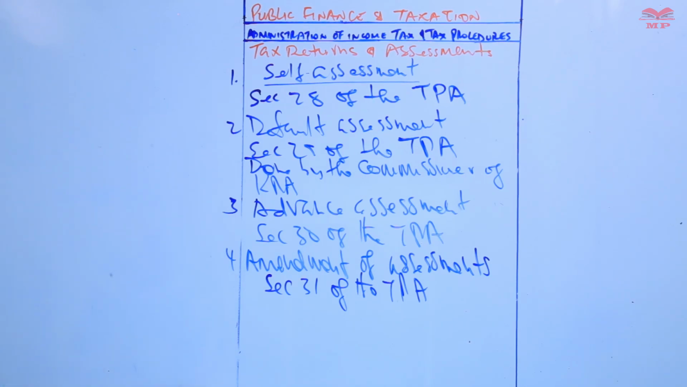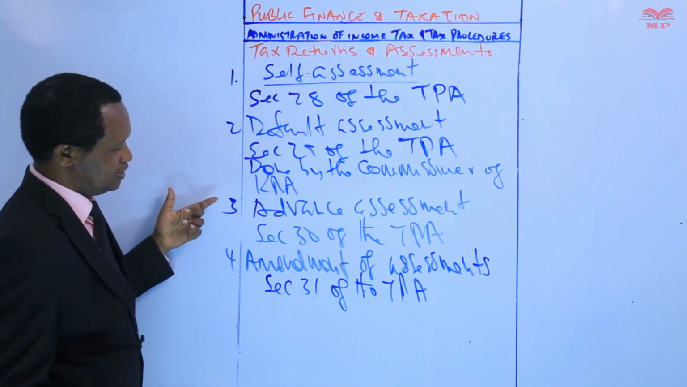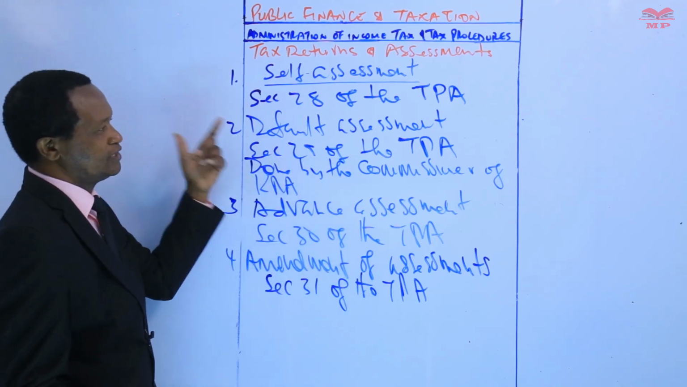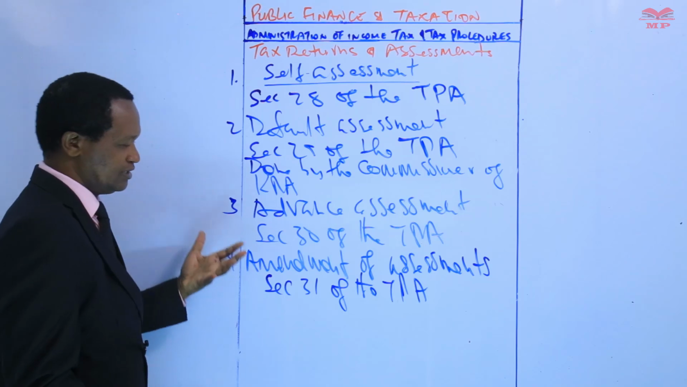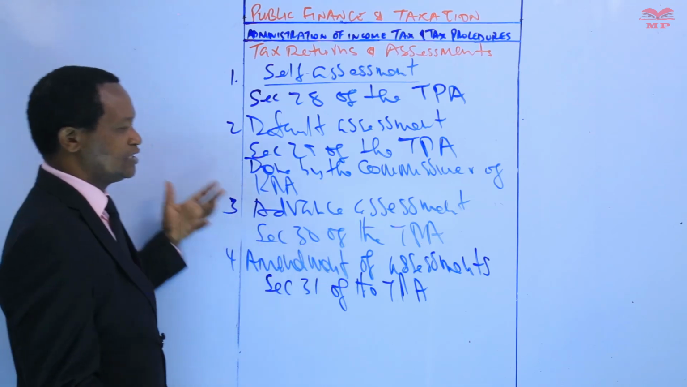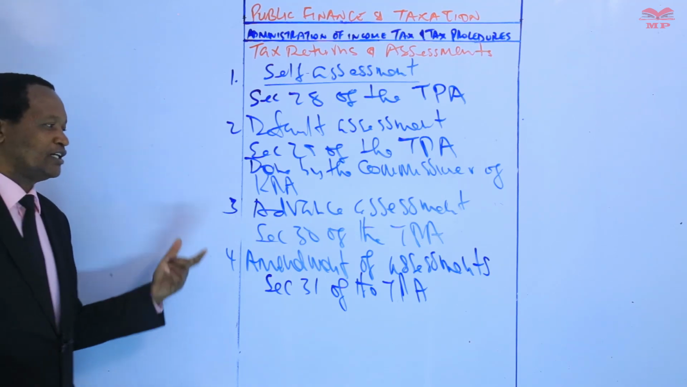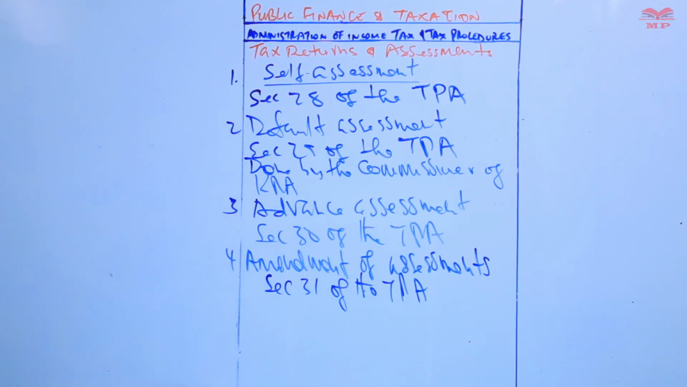Are you getting it? It is an amendment of assessment. It allows for amendment of previously issued assessments to be changed, and that can be initiated by either the taxpayer or the commissioner. It is still an assessment. The assessments that were done previously can be amended. So when they are amended or changed, we refer to such assessments as amendment of assessments. And this amendment can be initiated by the commissioner or by the taxpayer.